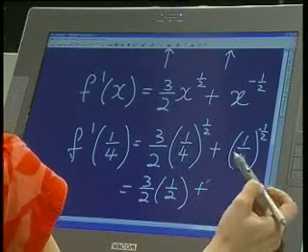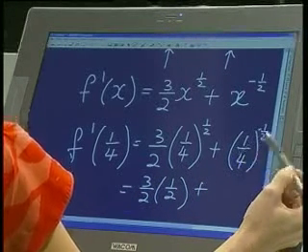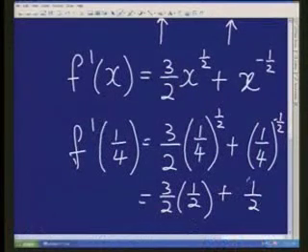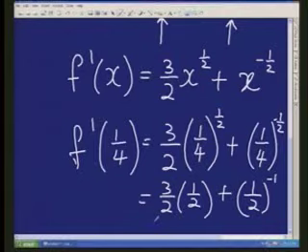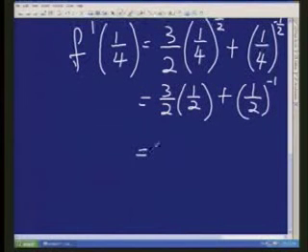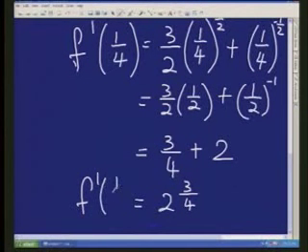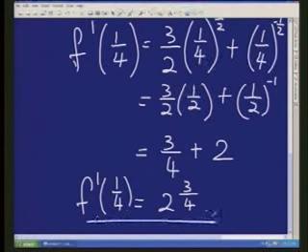Plus a quarter to the half is also the square root of a quarter, which is a half, but we haven't yet raised it to the negative 1, so I must still keep my negative 1. Right, further simplification gives us 3/4, and a half to the negative 1 is plus 2, so our derivative function value of a quarter will be 2 3/4. Right, just tidying that up and finishing off there.